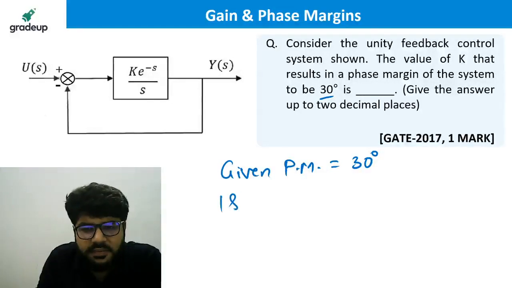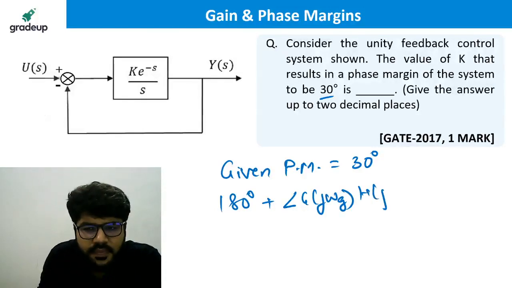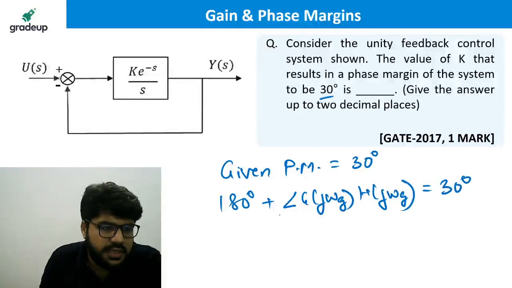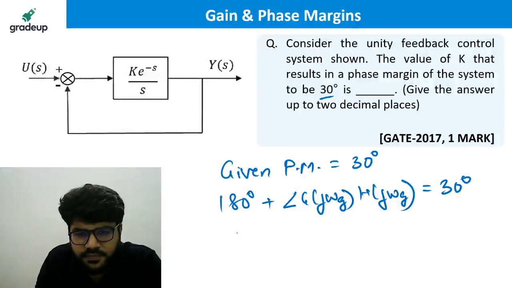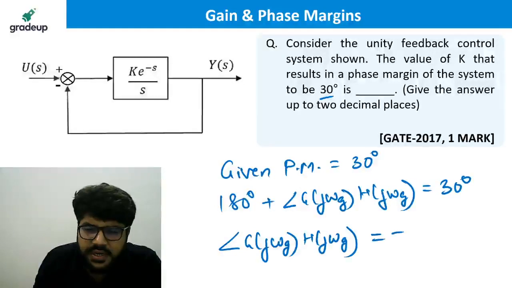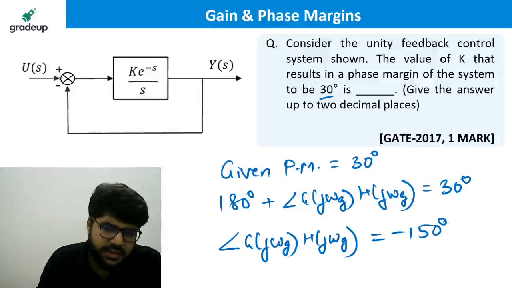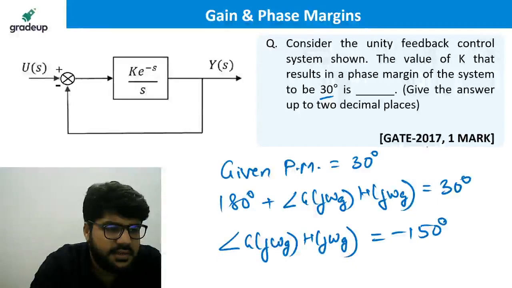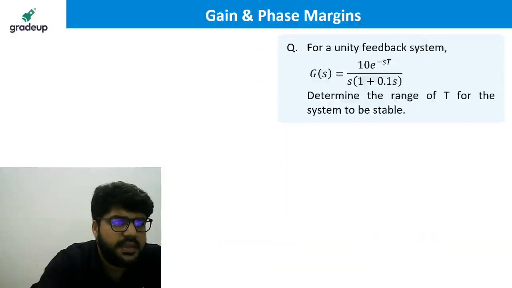Phase margin is given by the formula 180 degree plus angle GJ omega G HJ omega G, that is 30. Okay. Shubham, correct answer. Angle GJ omega G HJ omega G is 30 minus 180, that is minus 150 degree. That is what we can draw as the conclusion. Aruna, correct answer. Anjana, now correct answer.